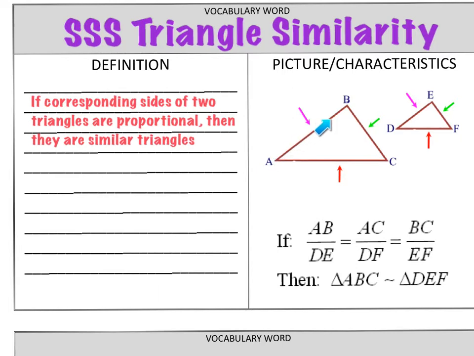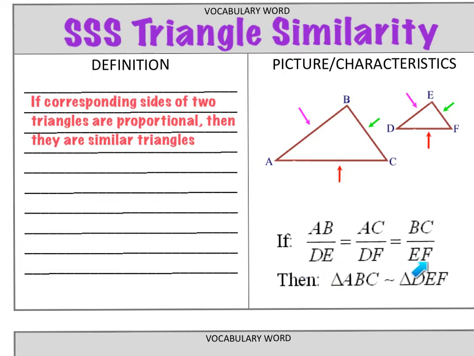So if you can show that side AB and DE, if we write it as a ratio, as a fraction, that is equal to AC over DF, and that's also equal to BC over EF, if you can show that all 3 of these equal the same number, then you have similar triangles.